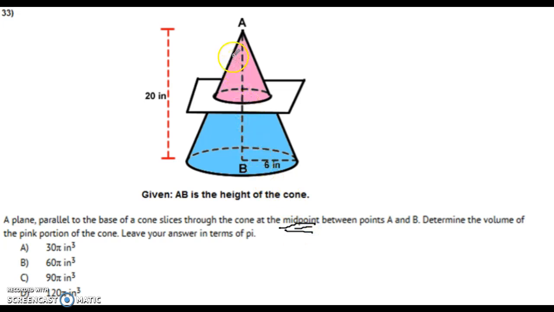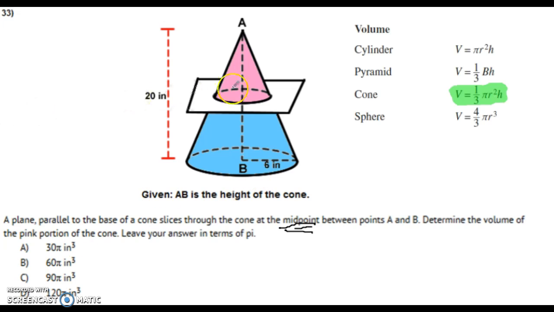Alright, so if we think about the volume of this pink cone, we're going to use the volume of a cone formula, which I'm going to pull straight from the formula sheet. So the volume of the cone, which I pulled from the formula sheet, is 1/3 pi times radius squared times height.